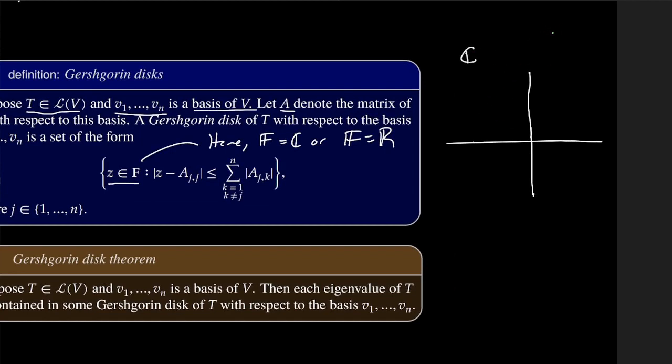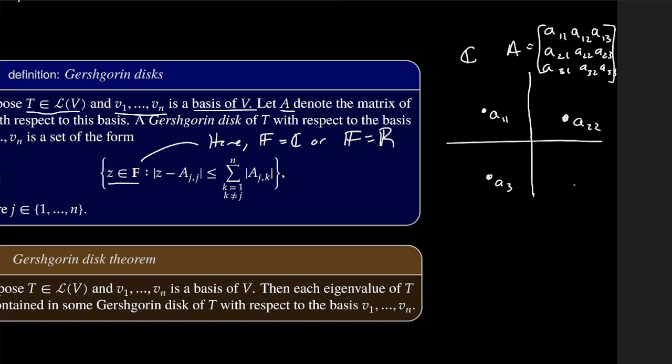All right, so here we're living in C. My matrix is maybe something that looks like this. I've got A11, A12, A13, A21, A22, A23, A31, A32, A33. This is my matrix A. Maybe I've got A11 over here, A22 over here, and A33 down here.